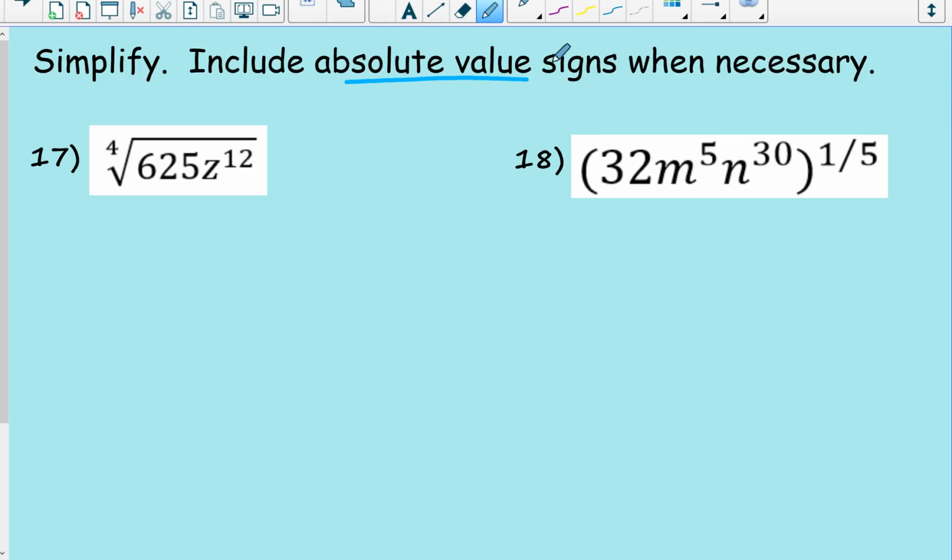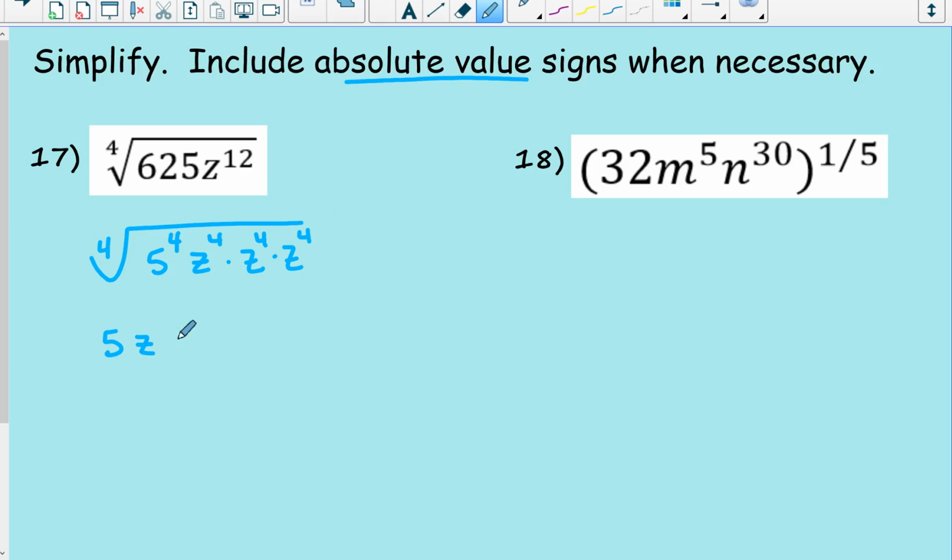We have the fourth root of 625, z to the 12th. Now 625 is the same as 5 to the 4th power, and z to the 12th power is the same as z to the 4th times z to the 4th times z to the 4th. So the fourth root of 5 to the 4th is 5. The fourth root of z to the 4th is z, or is it?